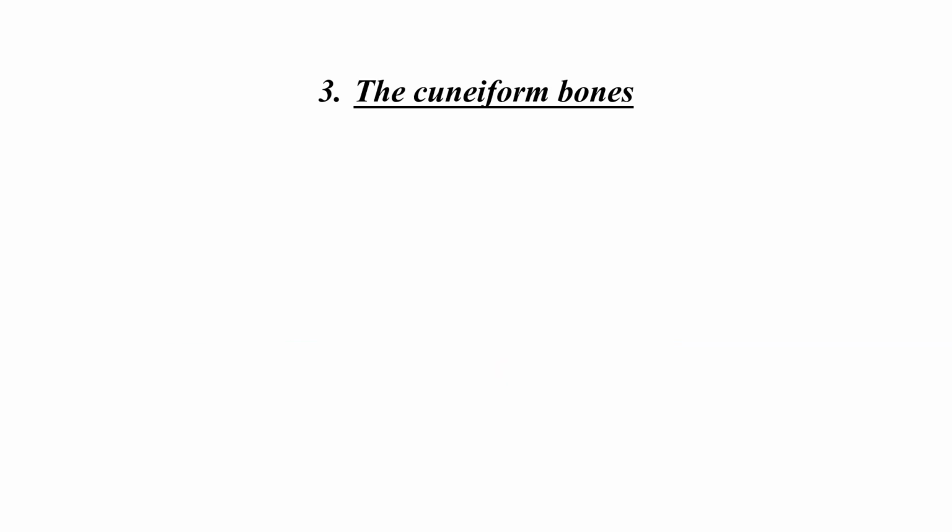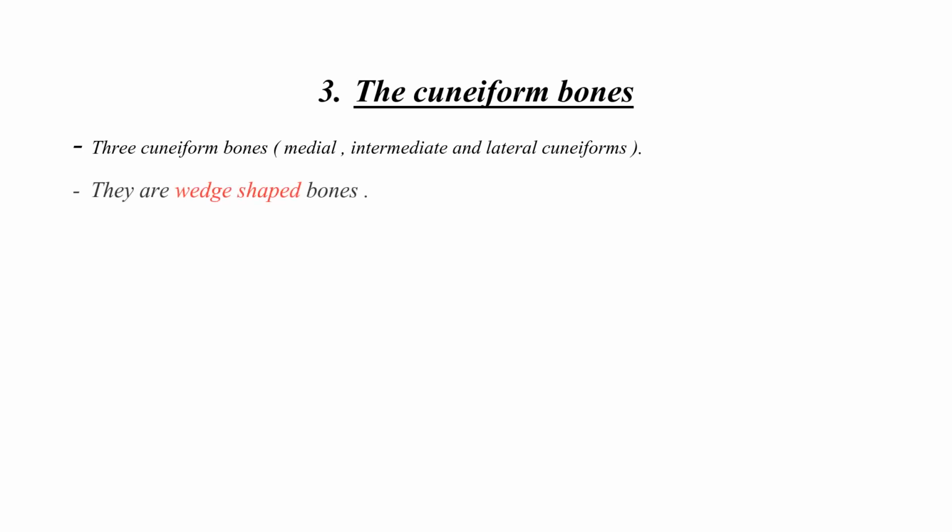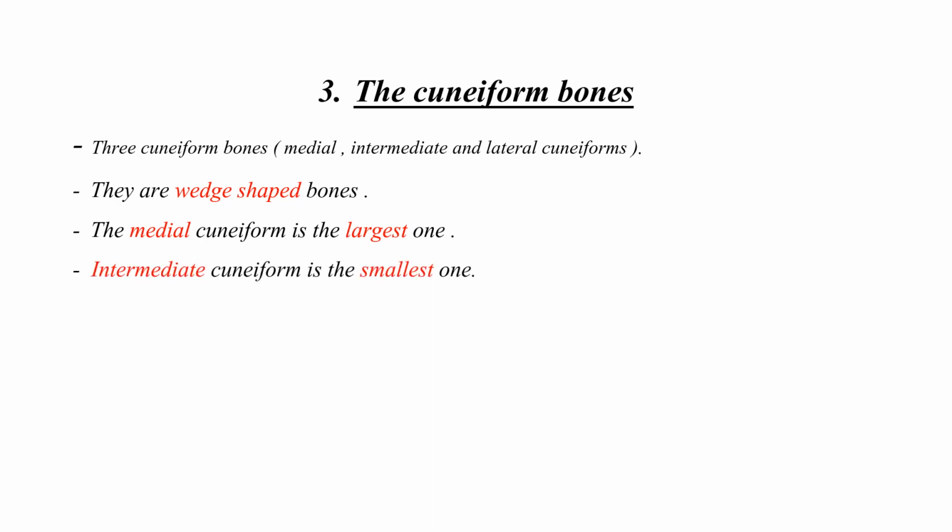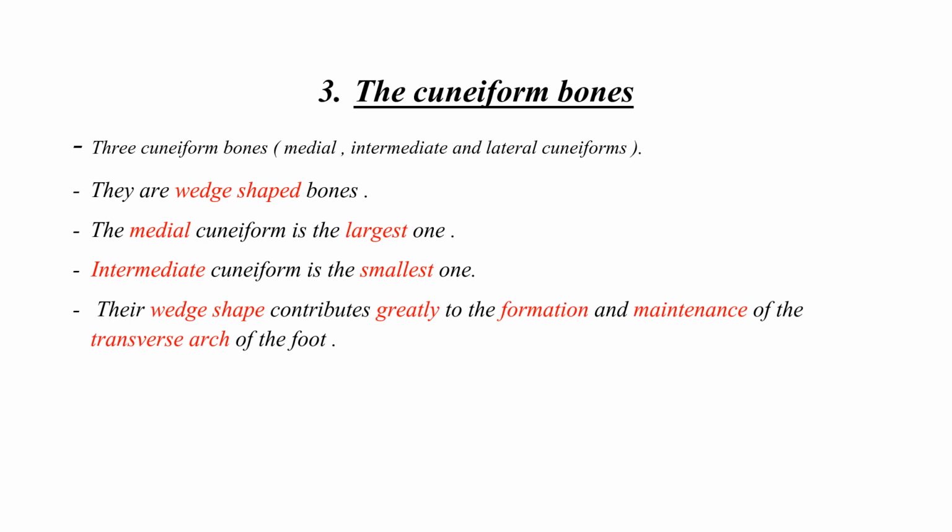The cuneiform bones are the medial cuneiform, intermediate cuneiform, and the lateral cuneiform. They are wedge-shaped bones. The medial cuneiform is the largest one, while the intermediate cuneiform is the smallest one. The wedge shape of the cuneiform bones contributes greatly to the formation and maintenance of the transverse arch of the foot.